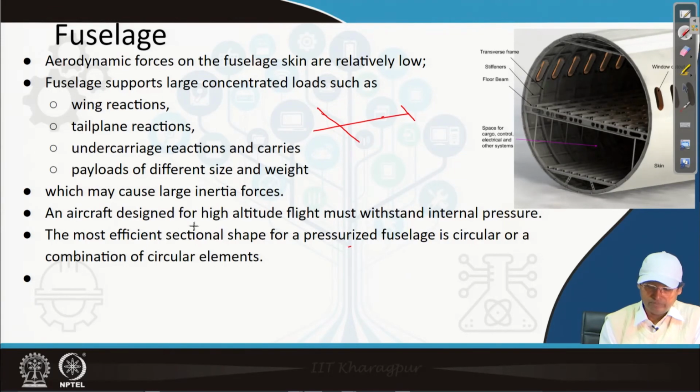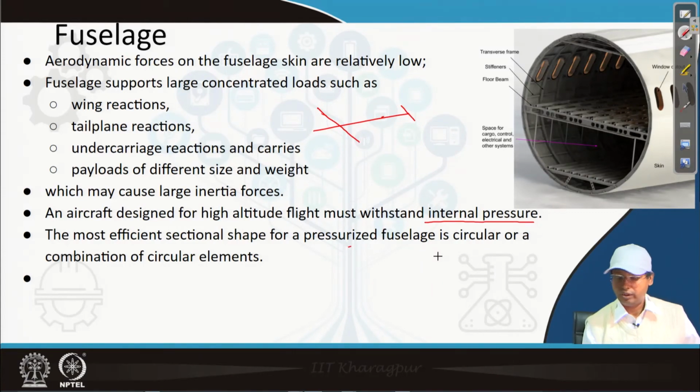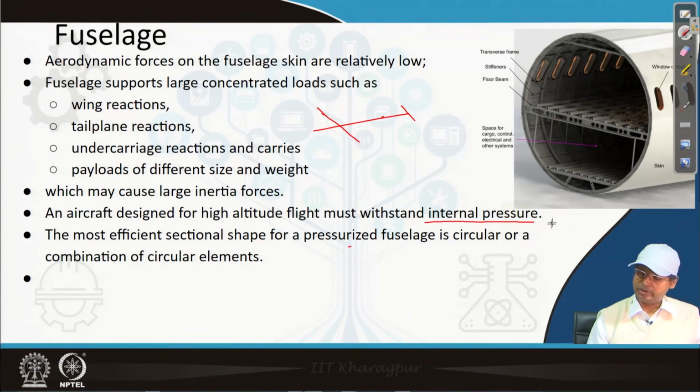An aircraft designed for high altitude flight must withstand internal pressure. This is another important thing, internal pressure. Internal pressure has to be there to fly at that high altitude, 11 kilometers from the earth surface, at minus 55 degrees and low pressure. The most efficient sectional shape of the pressurized fuselage is circular, but it is not limited to circular. It sometimes comes as an elliptical surface also, or a combination of circular elements.